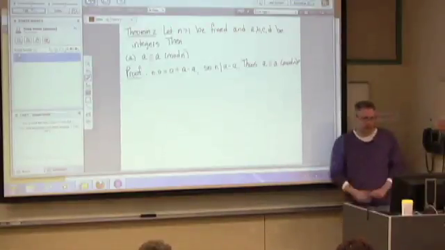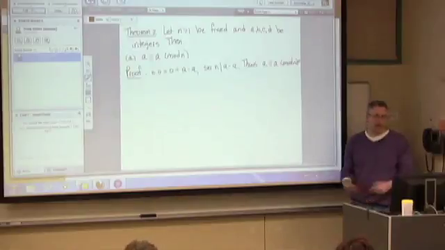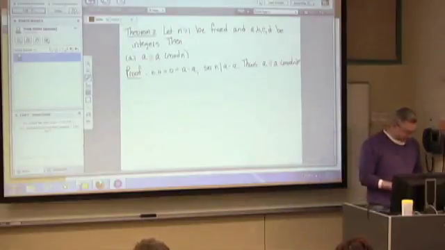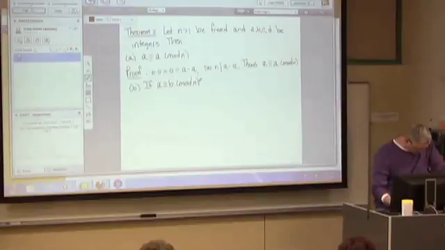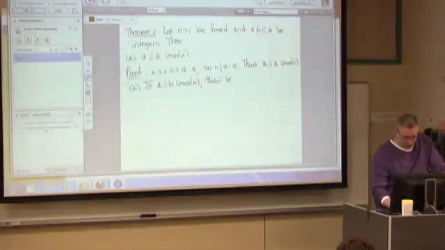Okay. So by definition, A is congruent to A mod n because n divides A minus A. The second part of this theorem: if A is congruent to B mod n, then B is congruent to A mod n.